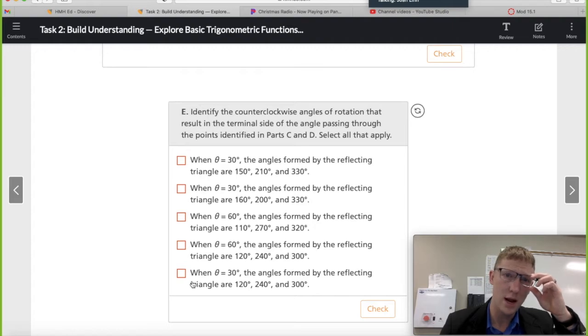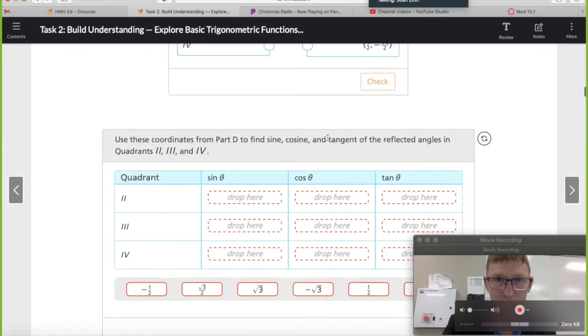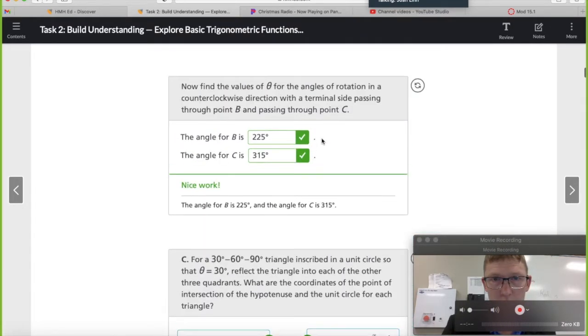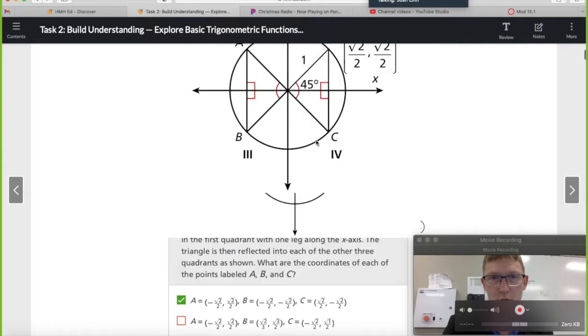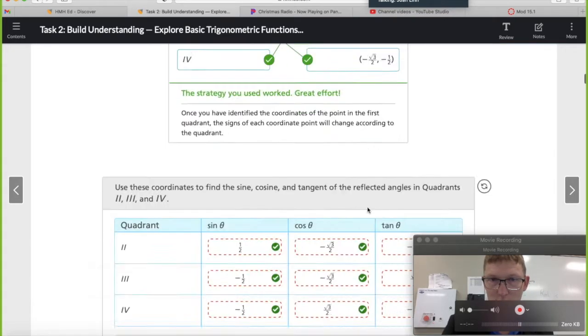So identify the counterclockwise angles of rotation that result in the terminal side of the angle passing through the points identified. So this is talking about, I think they're referring to our picture up here and how many times. So every time you go like right here, this is 45 degrees up. Every time you go 360, it's the same thing. And then your sine and cosines will be the same thing every 360 degrees.